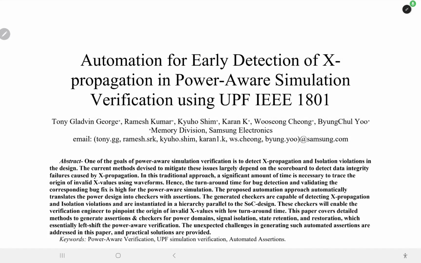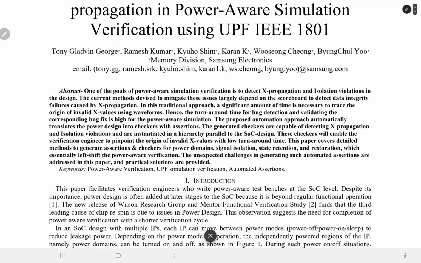4. Early detection of X-propagation in power-aware simulation verification using UPF IEEE 1801. Abstract. One of the goals of power-aware simulation verification is to detect X-propagation and isolation violations in the design.